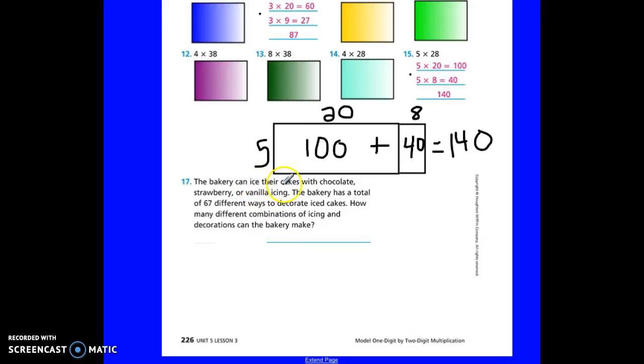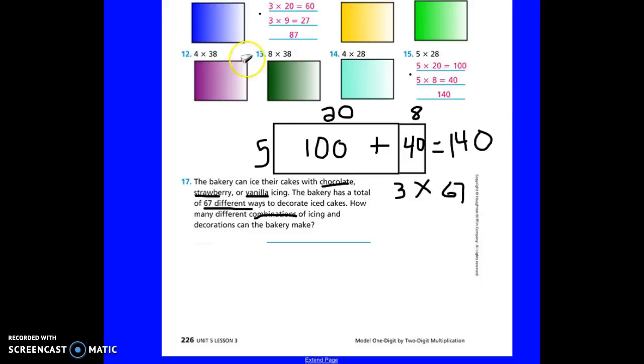All right, so first off, they can ice their cakes with chocolate, strawberry, or vanilla icing. So how many different types of icings do they have? They've got 3 different types of icings, okay? The bakery has a total of 67 different ways to decorate. So they got 67 different ways to decorate. Okay? And how many different combinations of icing and decorations can I make? Now this word combinations gives me a good hint that I'm going to have to multiply. So now I want to do 3 times 67.